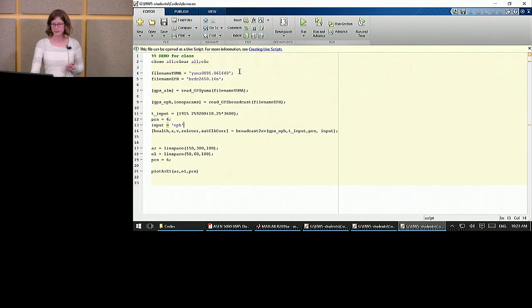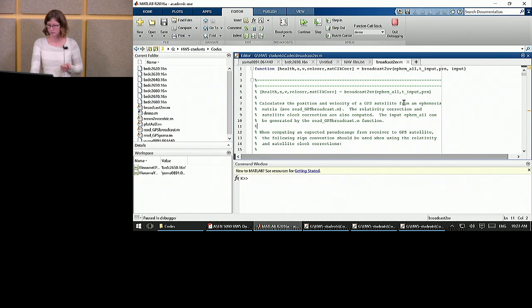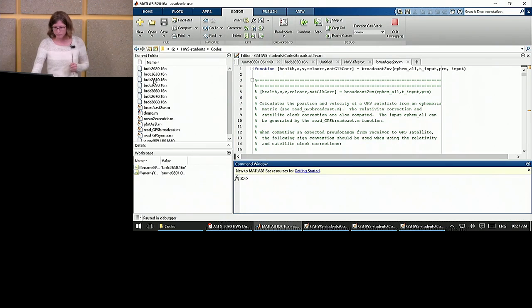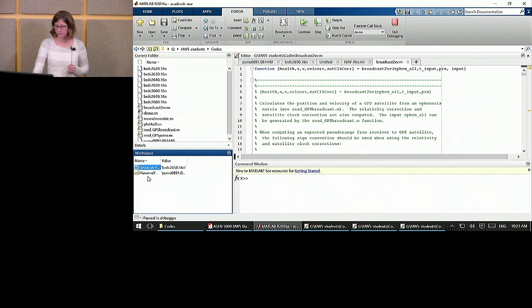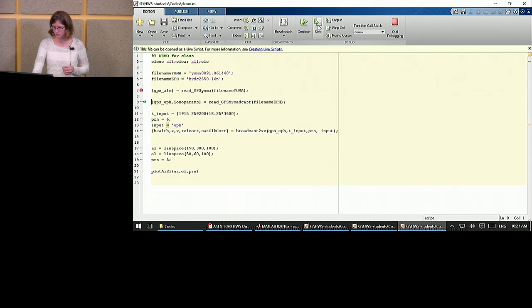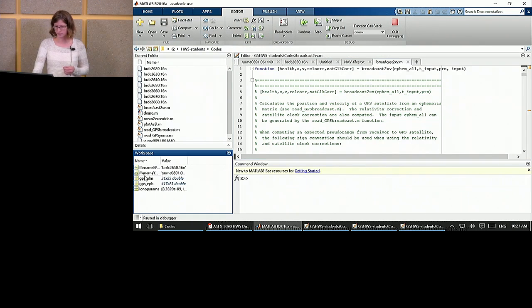I just made a quick demo where we read in a file name. This is for the UMA, and this is for the ephemeris. If I put a breakpoint here and run this, they're right here. This is the file name. Step 1, I read the GPS broadcast. Now this shows up.